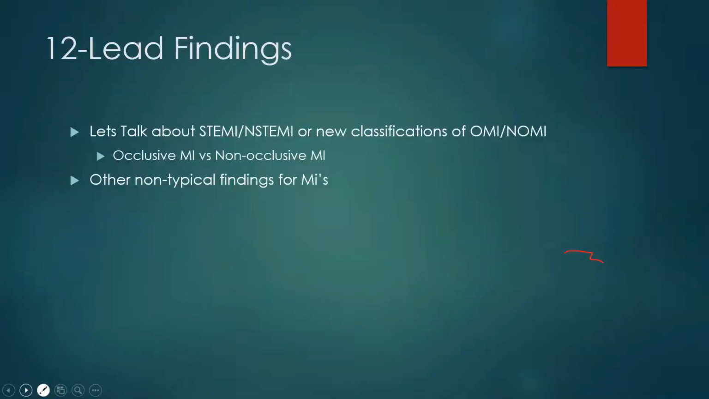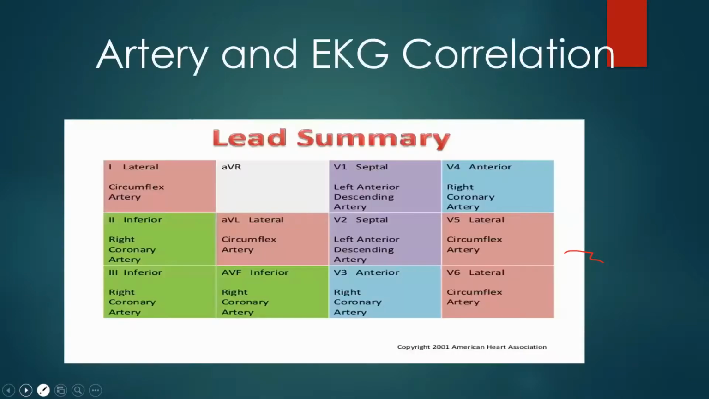All right. So let's talk a little bit more about 12 leads and non-typical findings for MIs. We talked about what a normal 12 lead looks like. We talked about ST segment elevation. However, there are injury patterns out there that don't have ST elevation or ST depression associated with them, but they're still considered what we would call a STEMI equivalent. So it's still an MI.